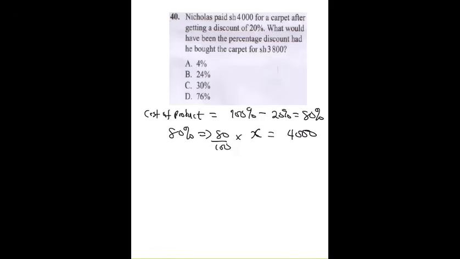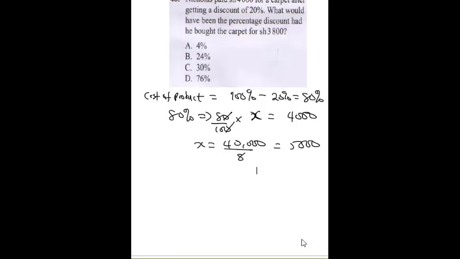So, we want to find the cost of the product. So here 0 is going to cancel 0, and X is going to be 40,000 divided by 8. Now this is going to give us 5,000 shillings. Okay, so now to find the percentage, the question says, what would have been the percentage discount had he bought the carpet for 3,800?